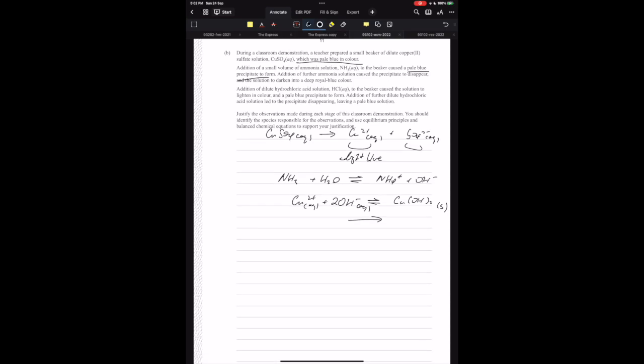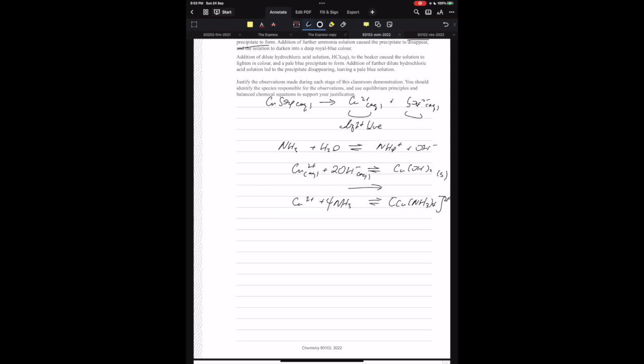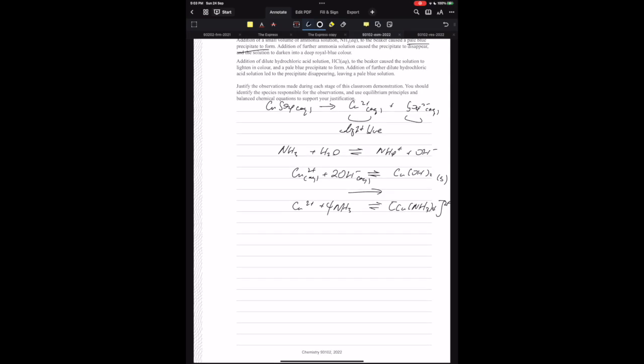But then they say addition of further ammonia solution caused the precipitate to disappear and the solution to darken into a deep royal blue color. And so what happens is, this is another equilibrium that is something you should just happen to know. The copper enters into equilibrium with ammonia to form this complex ion, Cu(NH3)4 2+. And there's 4 of these. So copper enters into equilibrium with ammonia solution to form the complex ion given by this formula.